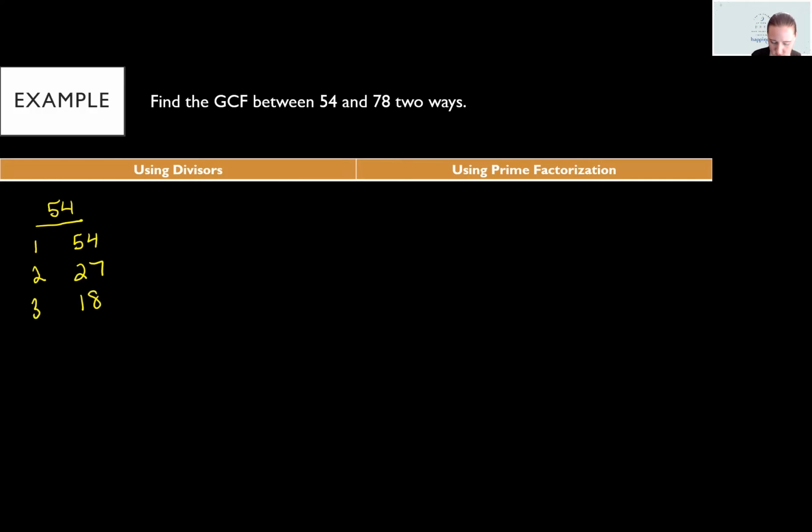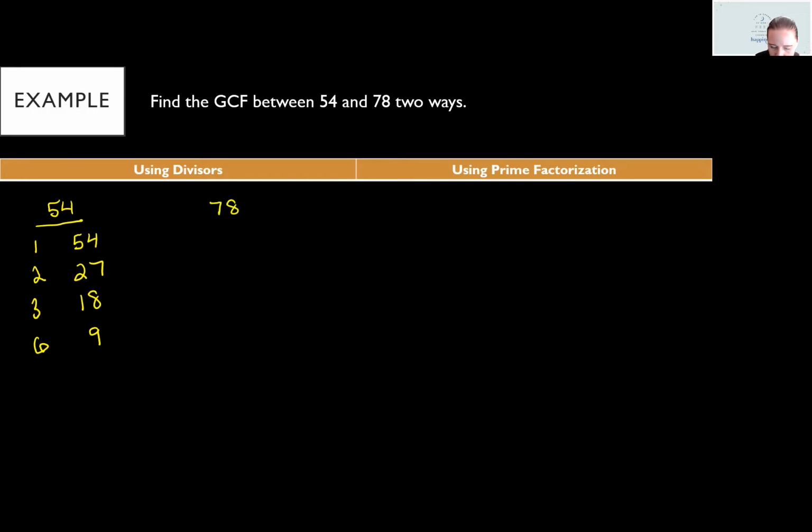If I divide by 4. Nope. 54 doesn't divide by 5, divide by 6. 6 times 9. So then I try dividing by 7. That's a decimal. I try divide by 8. That's a decimal. And then I get to dividing by 9, and that's already on my list. So I can stop checking.